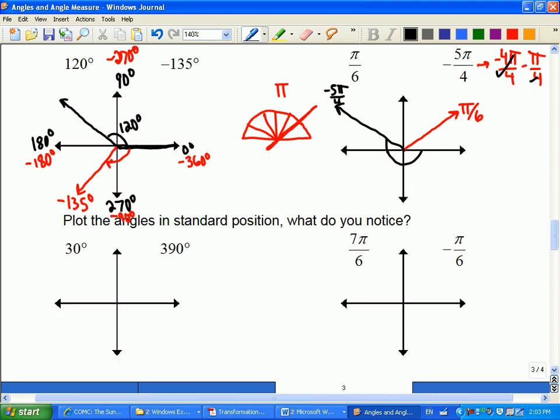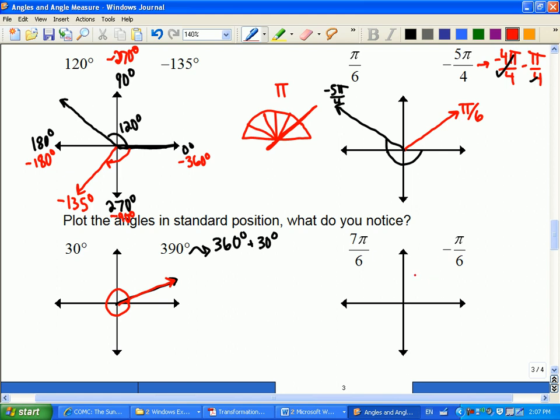So your turn. Try plotting these, one set in degrees, the other set in radians. All right, so 30 degrees is right about here. 390, in my mind, I'm thinking 360 degrees plus 30 more. So I end up doing this. I go around and, oh, there they are.